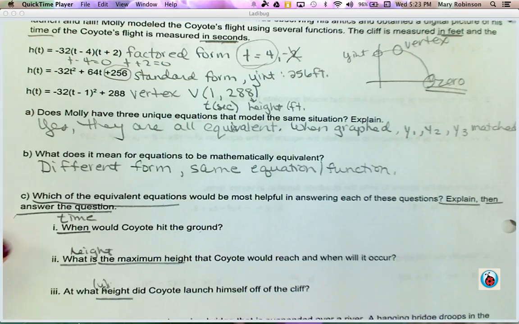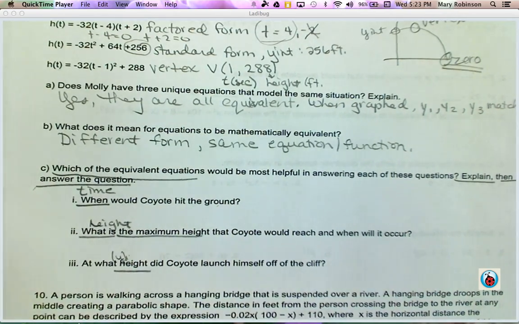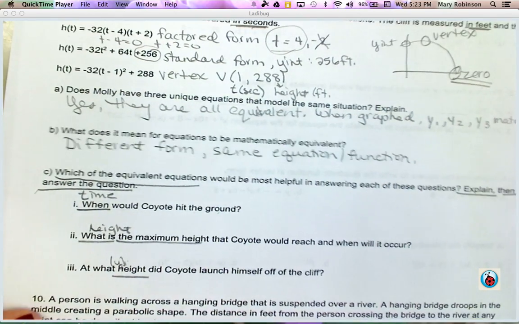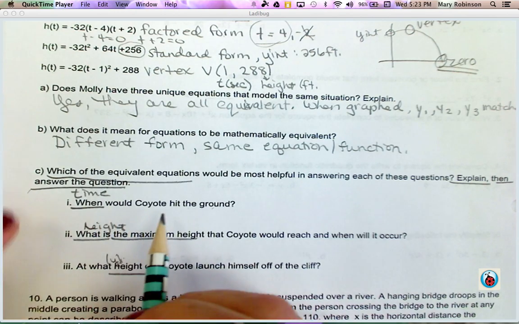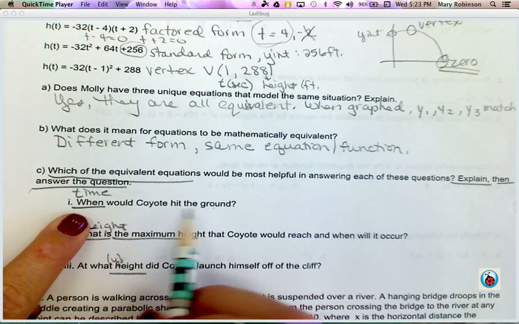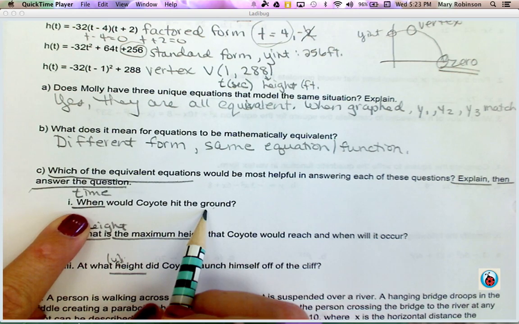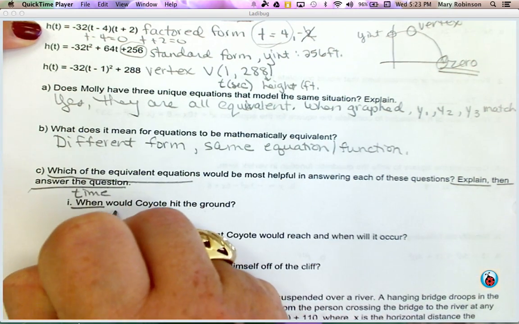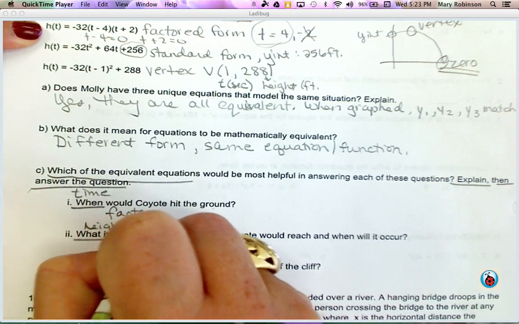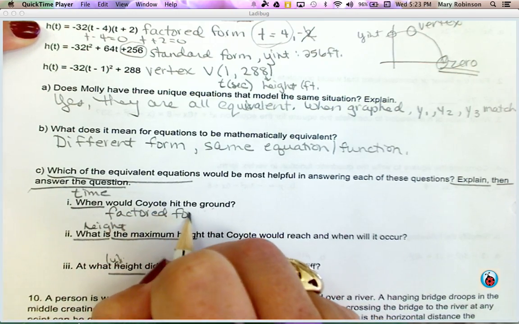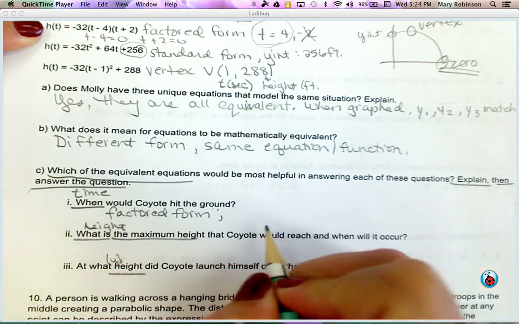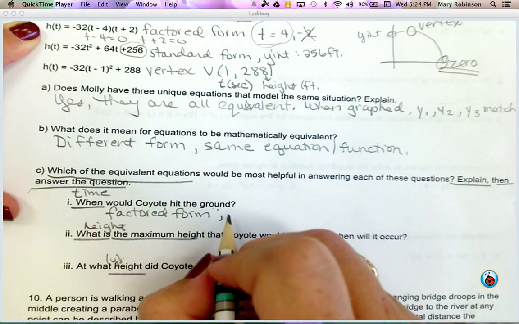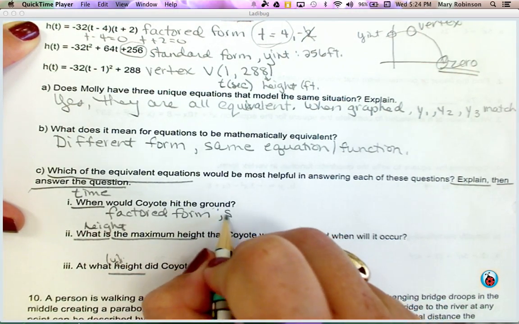Each one of these questions is 3 points because there are 3 parts to each question. So which of the equivalent equations would be most helpful for determining when he hits the ground? That's going to be factored form. So your first answer, factored form. Why? Because factored form shows the zeros.